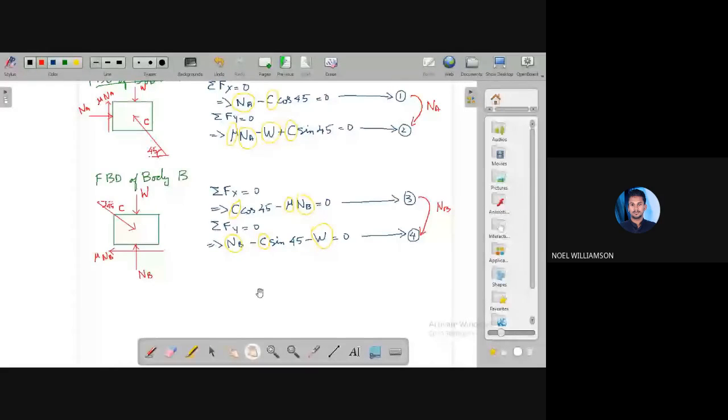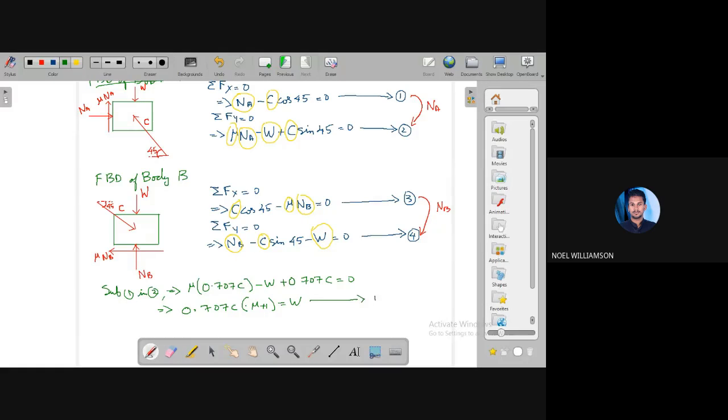So substituting 1 in 2, what do we get? Mu into 0.707 C minus W plus 0.707 C equal to 0, or ultimately we will get a relation like this, that is 0.707 C into (mu plus 1) equal to W. Okay, let it be equation number 5.